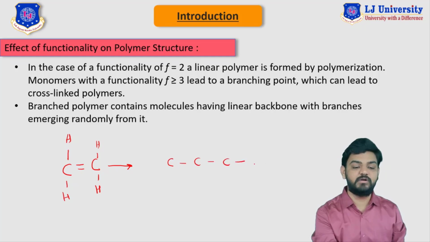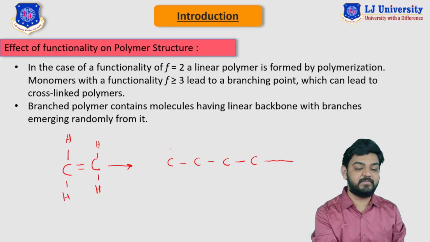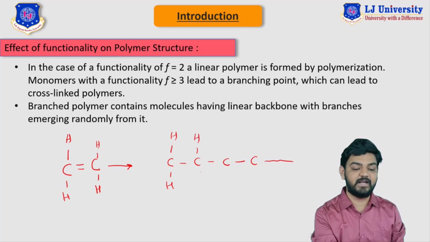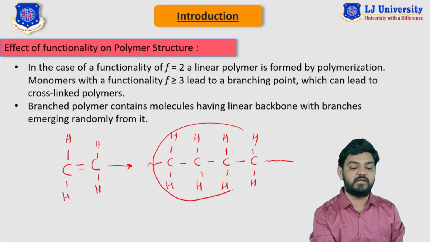Let's consider 4 carbon atoms, and this chain continues. Now this carbon will be connected with 2 hydrogens in this way. This carbon can also be connected with 2 hydrogens in this way, and this carbon will also have 2 hydrogens, and lastly one more hydrogen is here. So now you can see that this particular polymer is linear, as this monomer only has a functionality of 2. So it can connect in this way and in this way only.